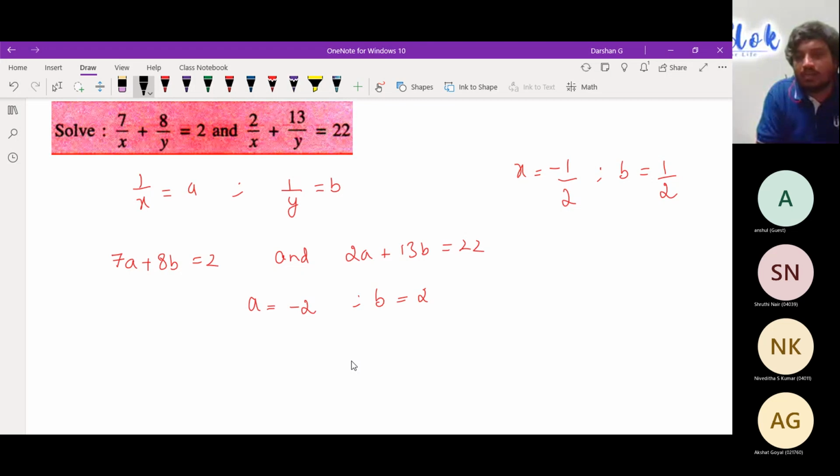So can anyone help me with the equation for the elimination, so that I can be very fast? So 14a. Nivedita, please.